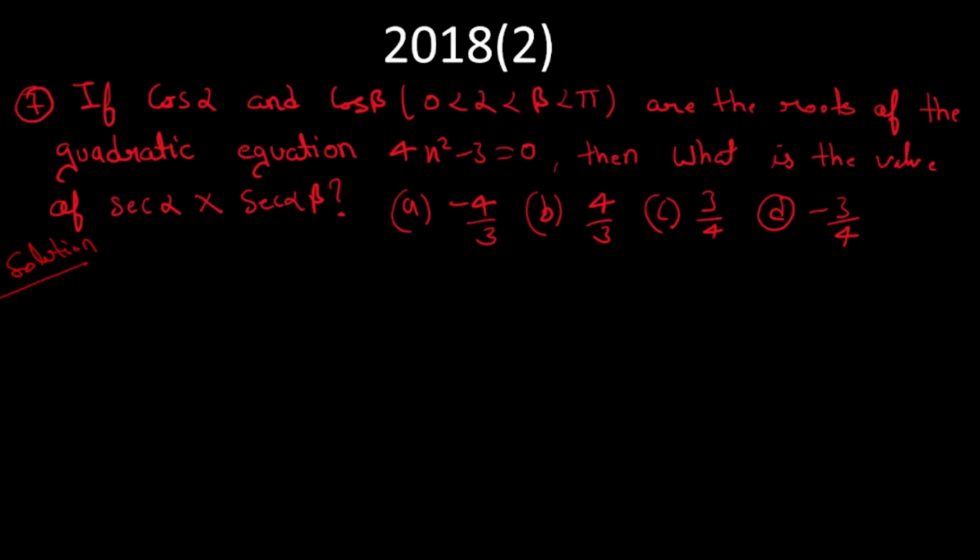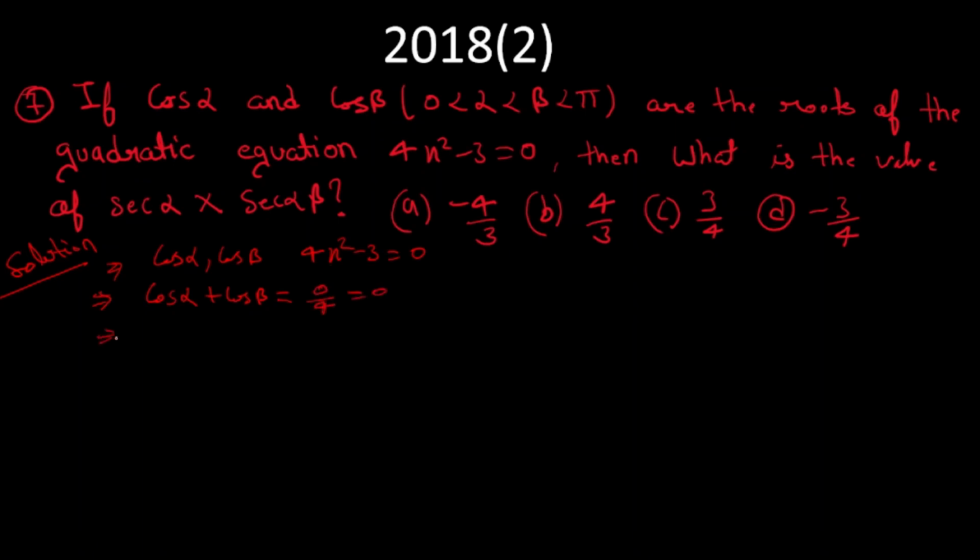Question number 7: cos alpha and cos beta are the roots of the quadratic equation 4x square minus 3 equal to 0. What is the sum of roots? The sum cos alpha plus cos beta is minus the coefficient of x upon the coefficient of x square, so we get 0 upon 4, which is 0.